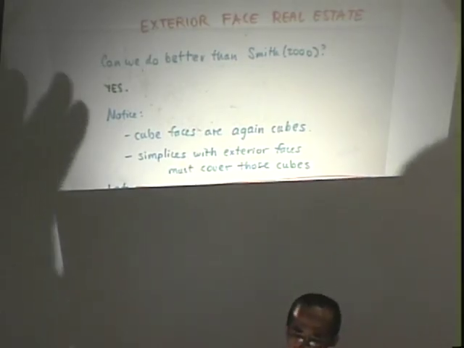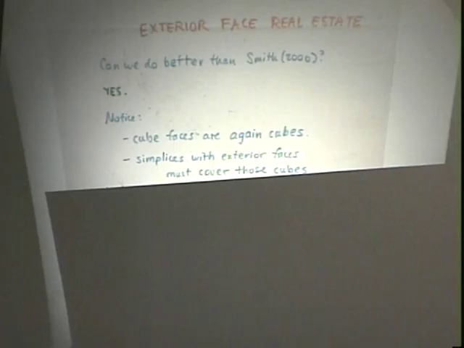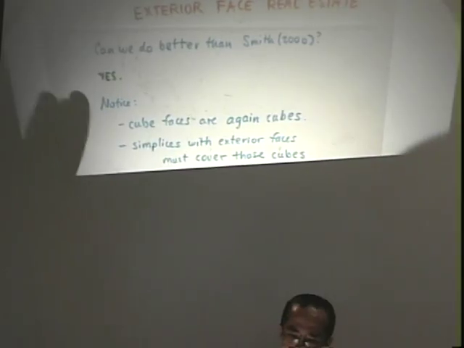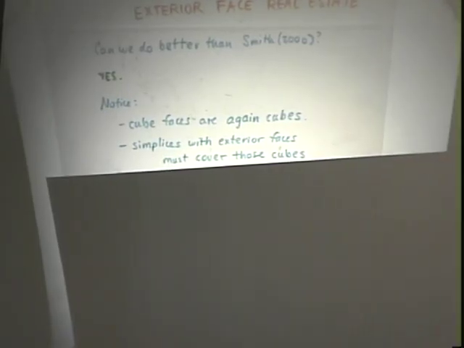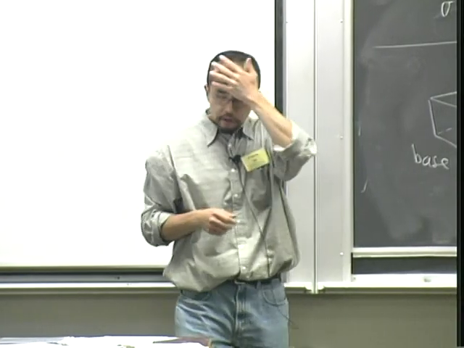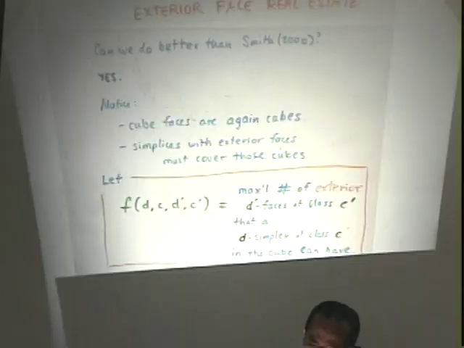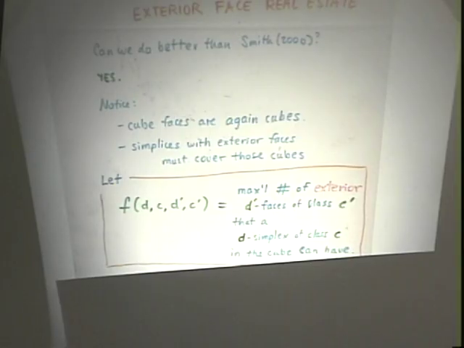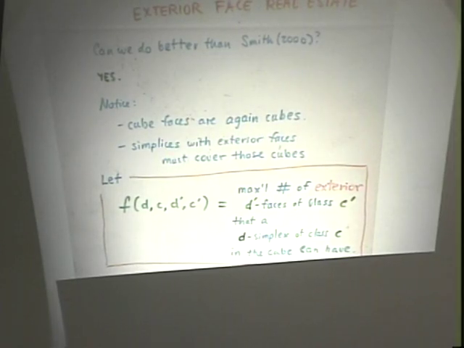I should say that these observations and these ideas follow work of Anderson and Hughes, who were getting bounds for TV and TVF. Okay, so what I want to do, if I'm not going to keep track of all the configuration classes, which is what people have done in the past, then I have to be more careful about how to count exterior faces. So I'm going to define a function that'll count the number of D prime faces of class C prime that a D simplex of class C can have.